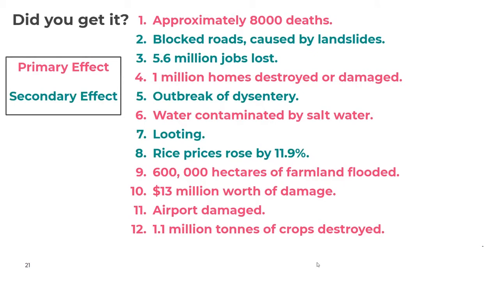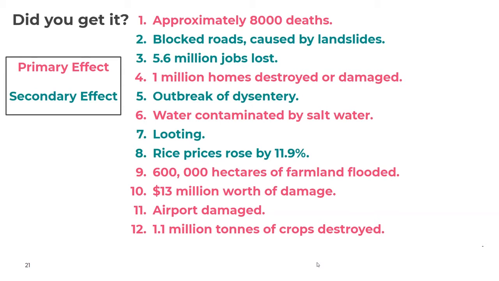So we're now ready to mark our work. So please make sure you've got a different colour pen. If you've got it correct, give yourself a tick. And if you've made a mistake or you need to make a correction, that is absolutely fine. You can use your different colour pen to do that. So remember that a primary effect is caused directly by Typhoon Haiyan and a secondary effect is caused indirectly by Typhoon Haiyan. So number 1, approximately 8,000 deaths, primary effect.